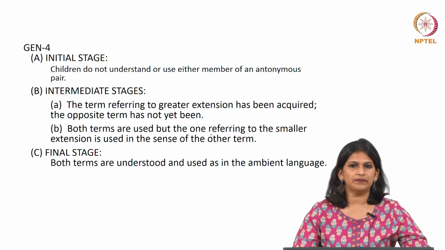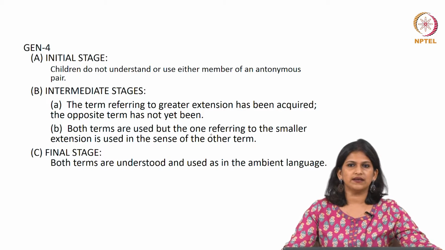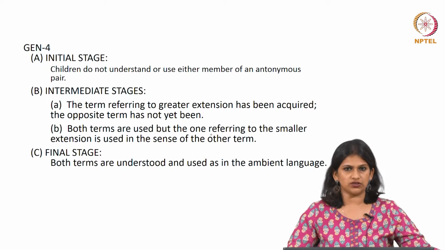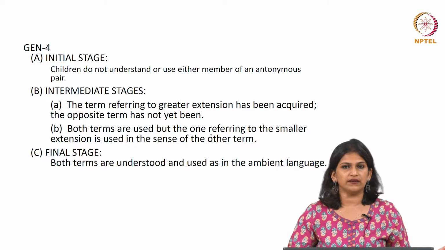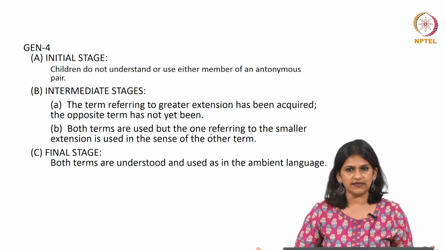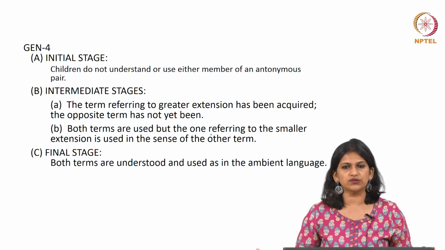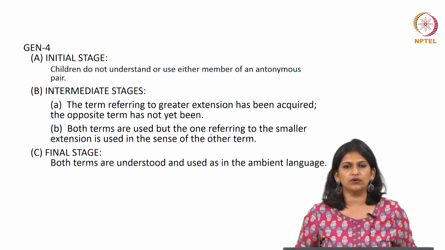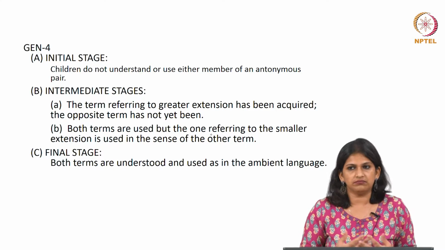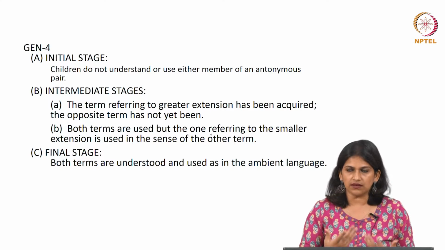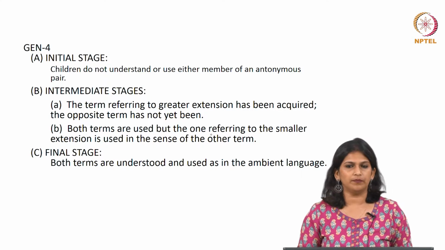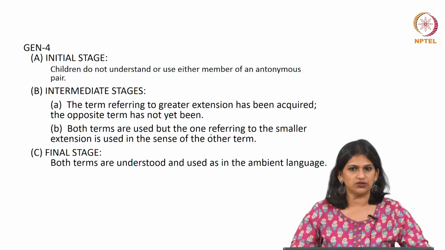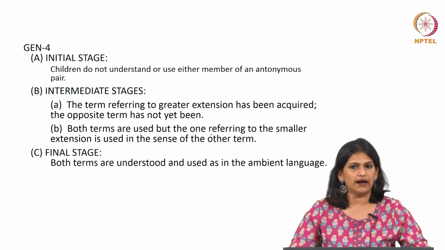So, now the question is, what is the initial stage and what is the final stage? In the initial stage, there was no idea about any of the antonymous pairs. The final stage is that the child is able to use both of the words with equal efficiency, or let us say subtle ability, or you can say both words have been used properly as per the semantic extension of the words, right.